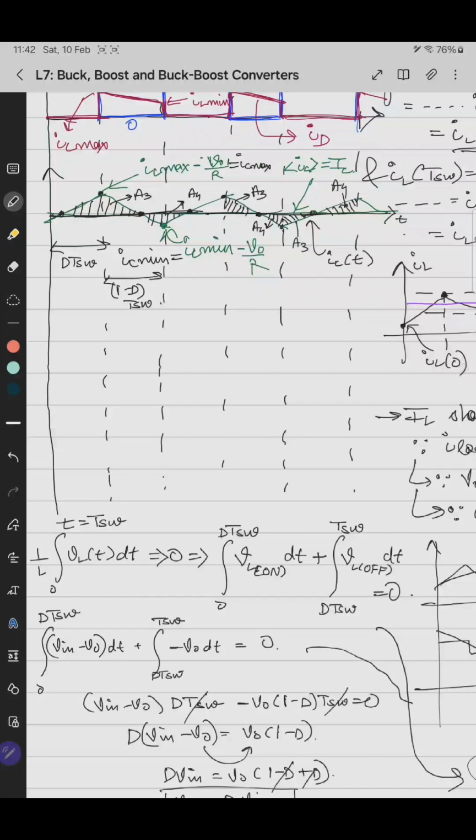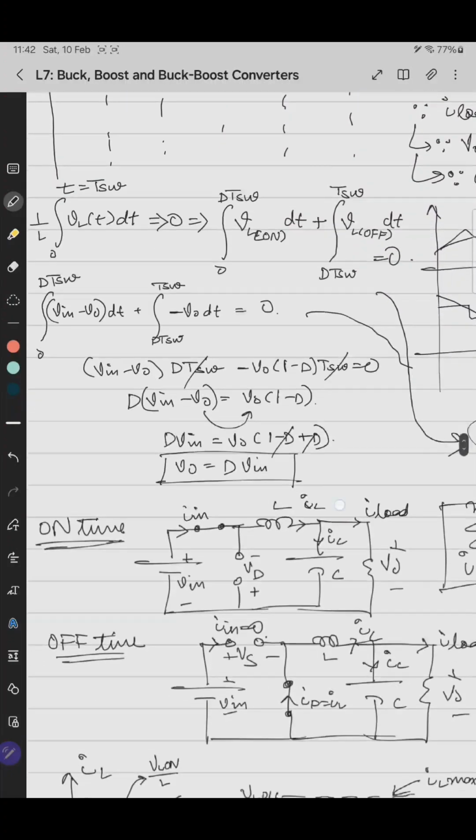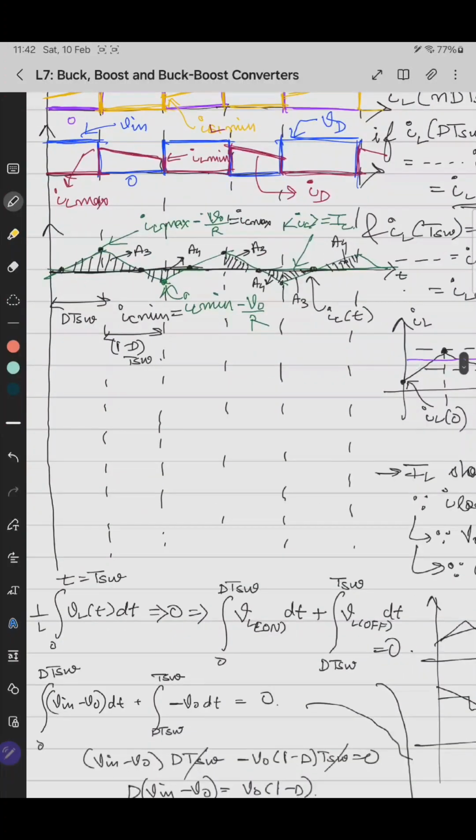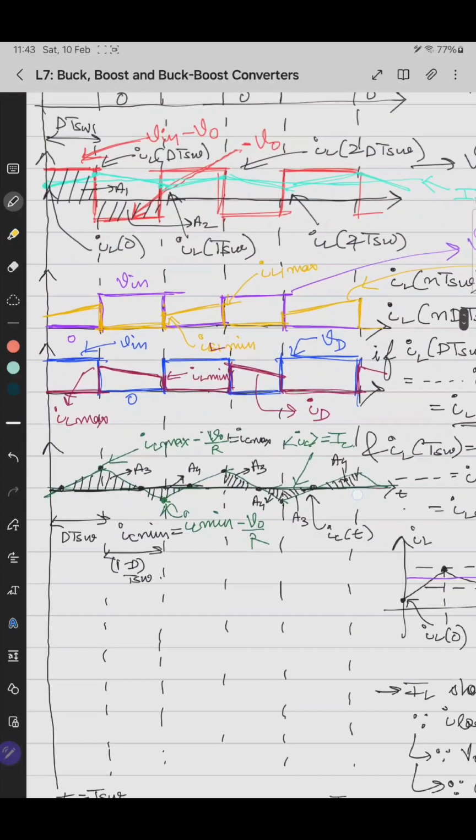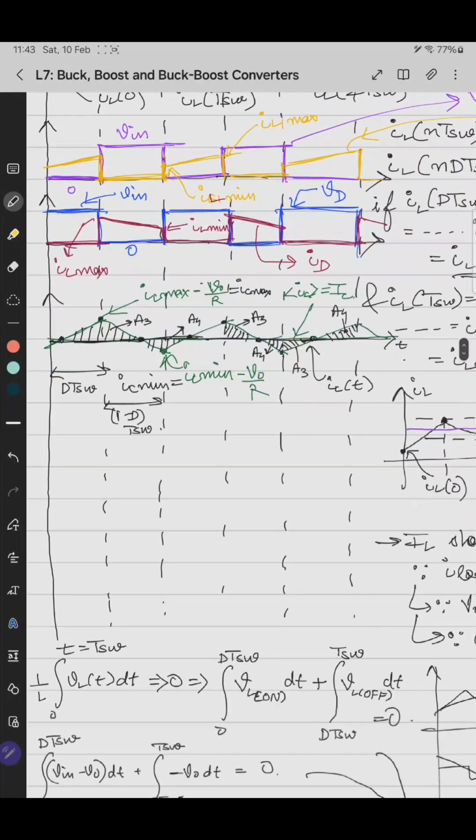A3 and A4 in all the cases are triangles. The area of a triangle is half into base into height. By deriving this, we can derive the ratio by which we have to shift down the IL waveform so that A3 and A4 will be balanced. That we'll get by solving A3 equals A4.